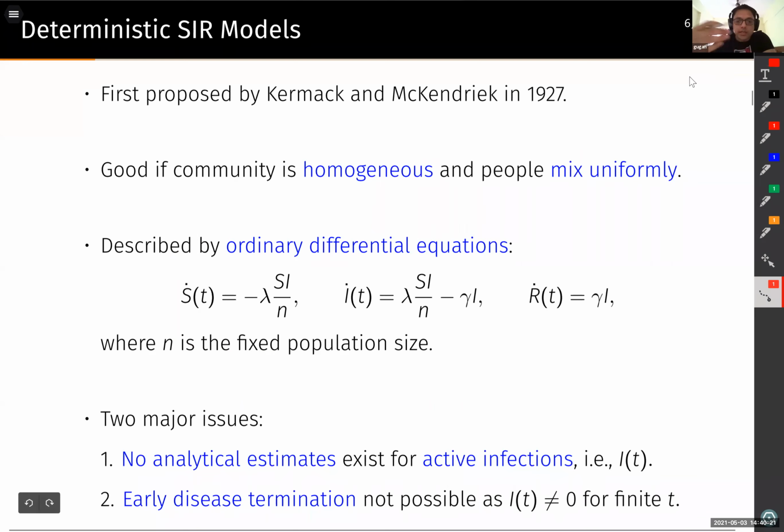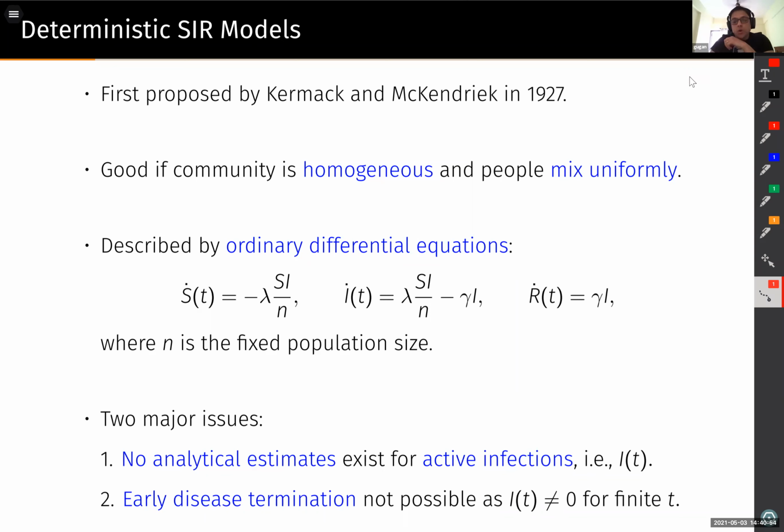There are some recursive equations that are available. Especially, there was a popular recursive formula given in the year 2014. But nevertheless, there are no explicit expressions. So the only way that at least I am aware of that people use to figure out some estimates for I of t is using numerical approximations. And the other major issue with these deterministic SIR models is that in these models, the disease will never terminate in finite time.